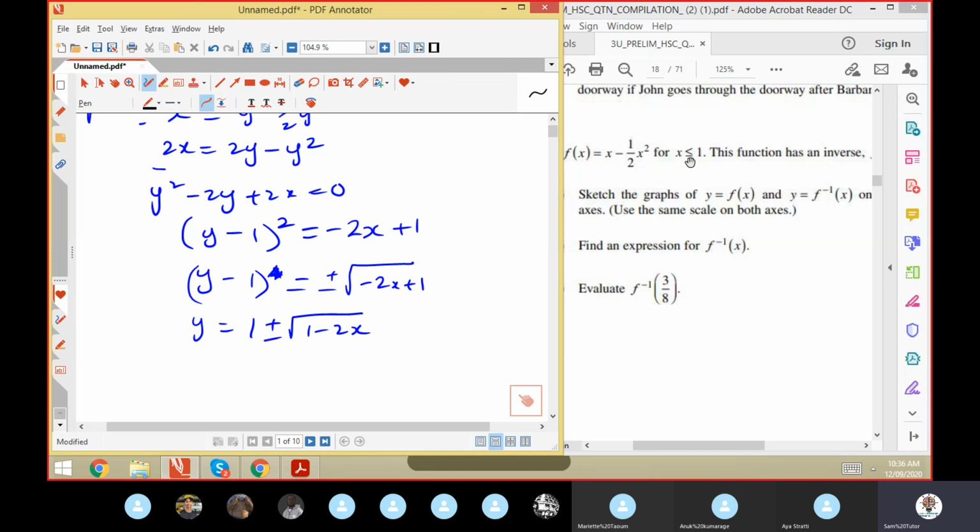Well, what do we know here? We know the domain is x is less than or equal to 1 for the f of x. That means for your inverse, what does it mean about your range? Isn't y less than or equal to 1? Don't you change your domain and range? So if y is going to be smaller than 1, can you choose the plus? You can't choose plus because 1 plus a number is only going to get larger. So it's obviously going to be 1 minus root 1 minus 2x.